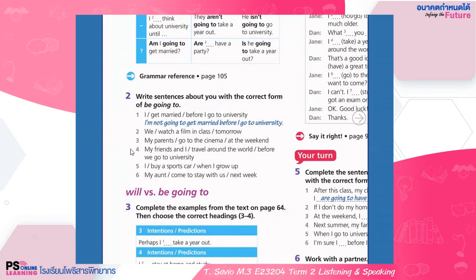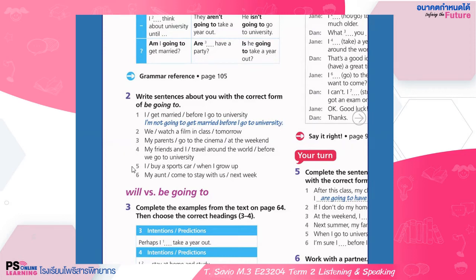4. The sections are, my friend and I travel around the world before we go to university. So the affirmative form will be, my friends and I are going to travel around the world before we go to university. And the negative form would be, my friends and I aren't going to travel around the world before we go to university.